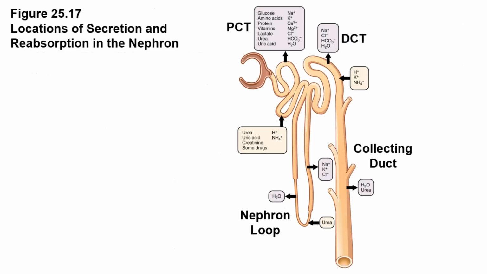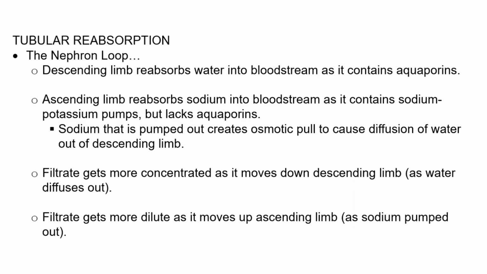Examining figure 25.17, it is easy to see that the proximal convoluted tubule is the site in which most of the reabsorption of substances in the filtrate is going to occur. Functionally, the nephron loop reabsorbs primarily water and sodium, and it does this in an interesting way.